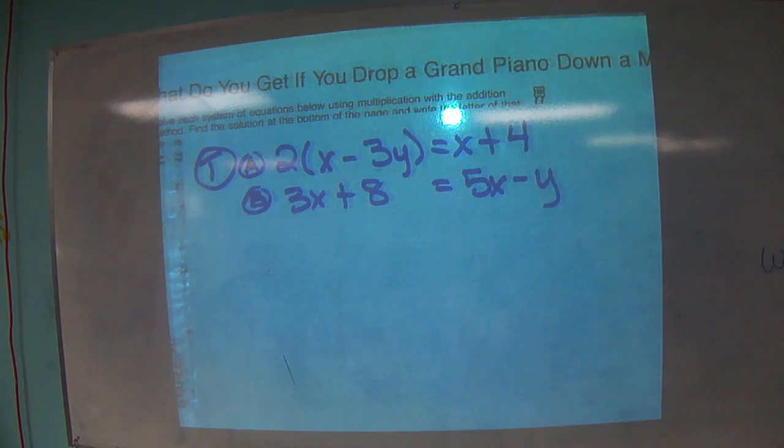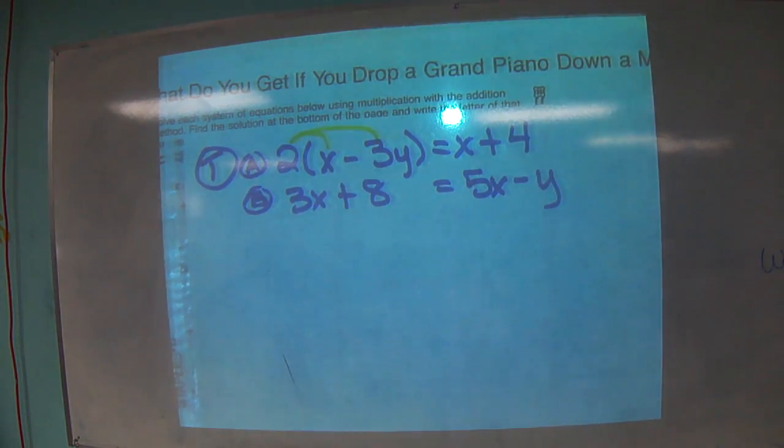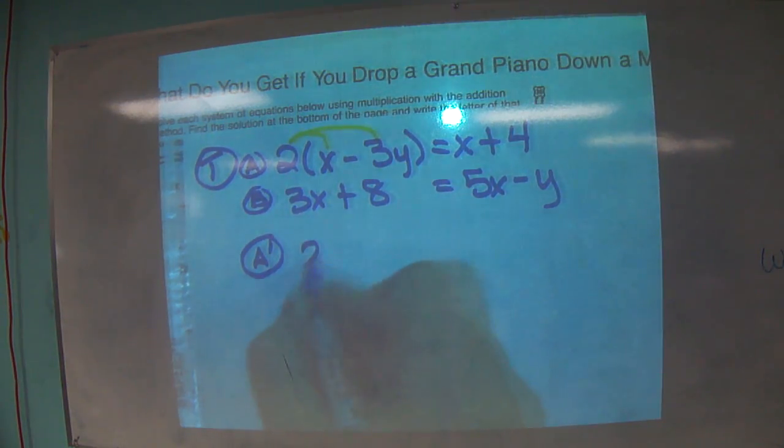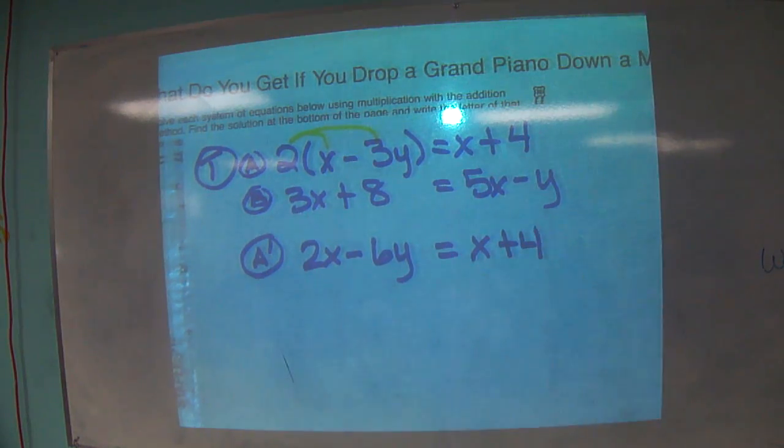What are you going to do first in equation A? Distribute, right? Yeah, you distribute. Okay, so what do you get in A prime first? 2x minus 6y, thank you, Angel, equals x plus 4. Because nothing happens on the other side yet.